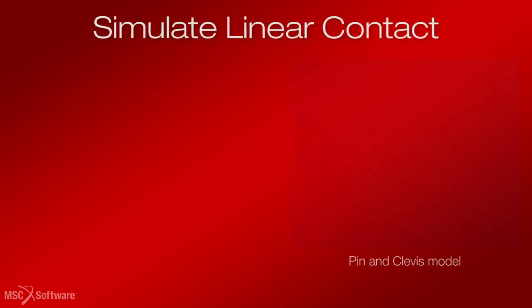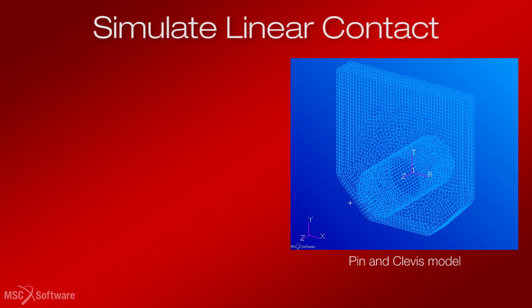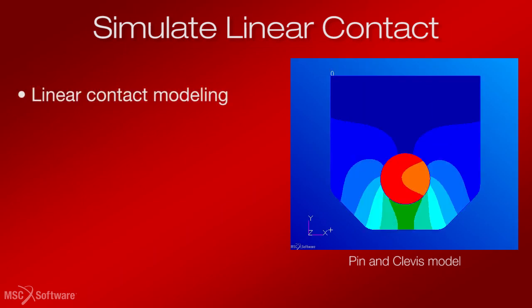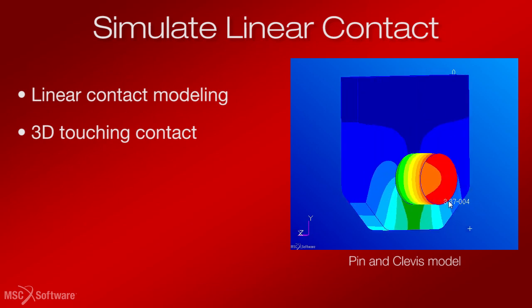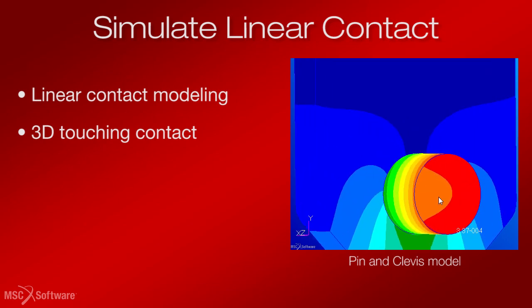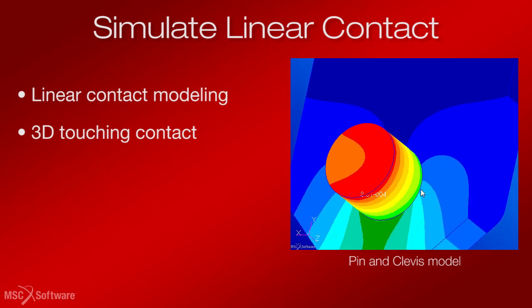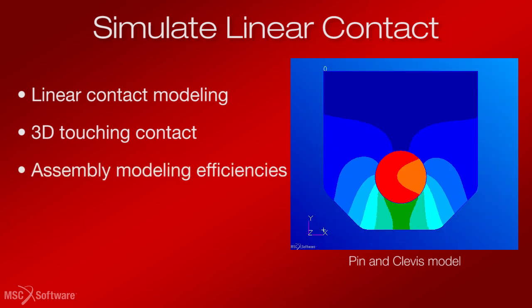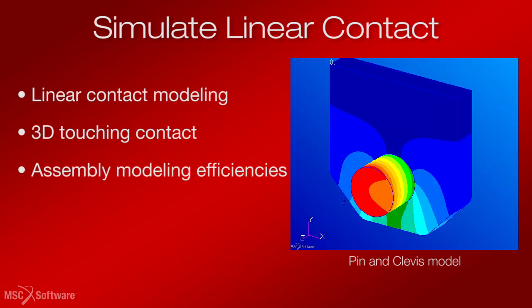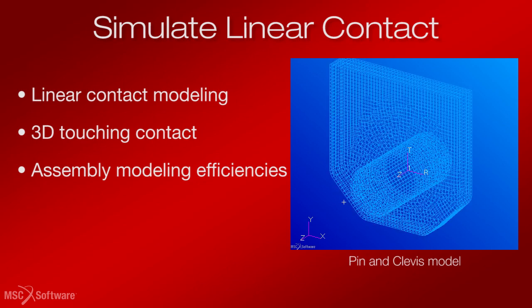With this release, all MSC Nastran users can now access linear contact modeling, which supports 3D touching contact in linear statics and glued contact for linear statics, normal modes, and dynamics. The new defaults make 3D contact easier to set up and provide modeling efficiencies when working with assemblies, especially with distributed teams because it allows glued contact between mismatched mesh surfaces.